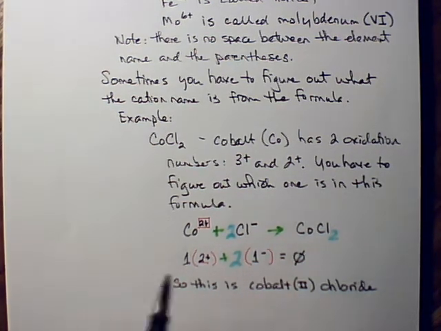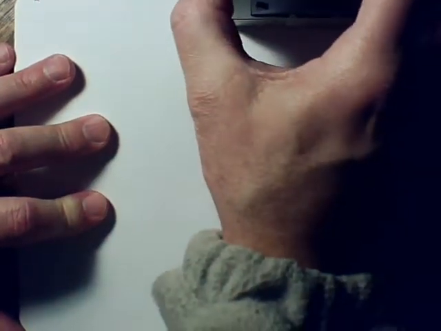Would you like to practice another one of these before we move on to the next category? Okay, I see one hand going up and down. Would you like to practice this process one more time before I go on to a new category?